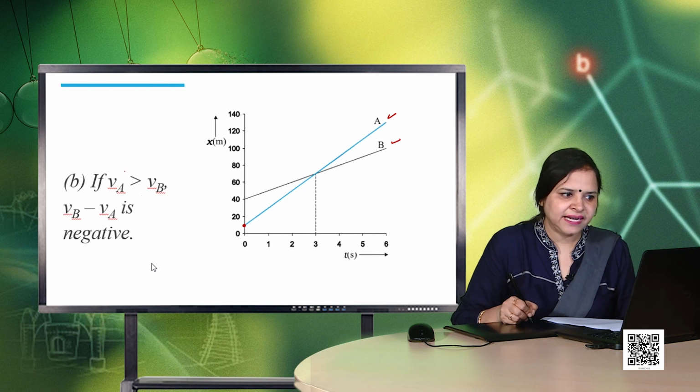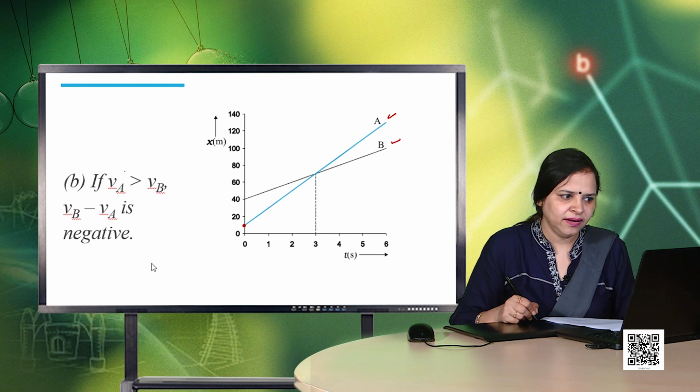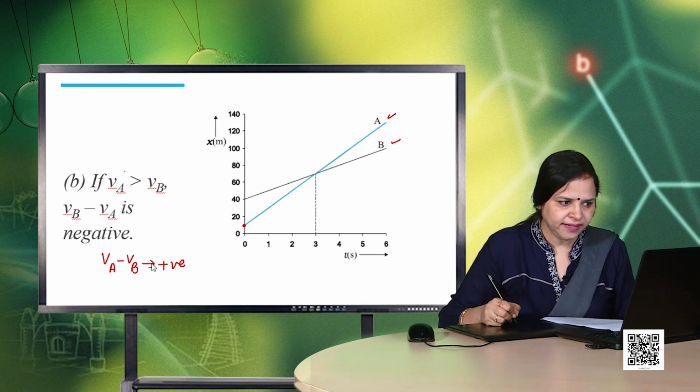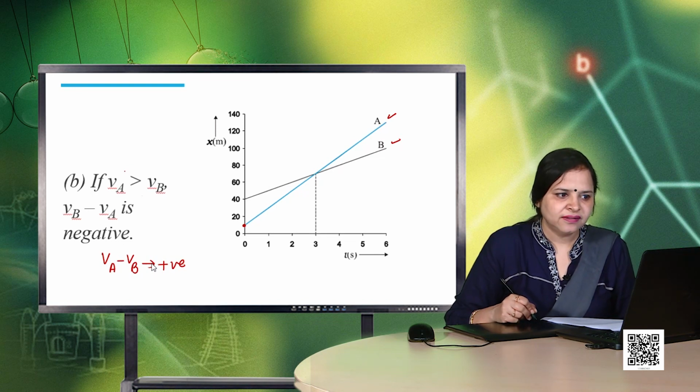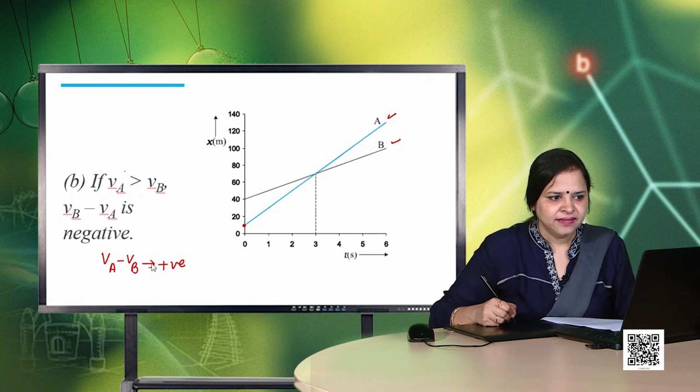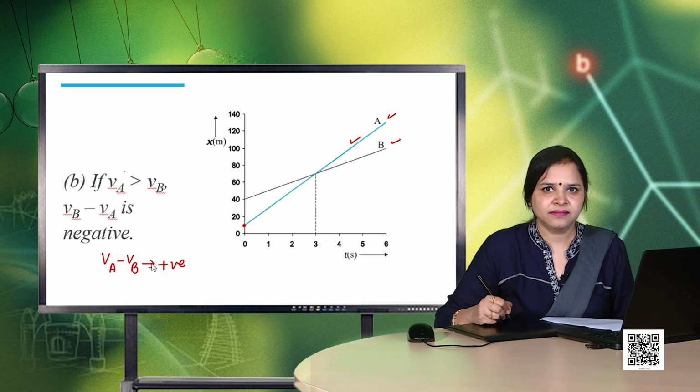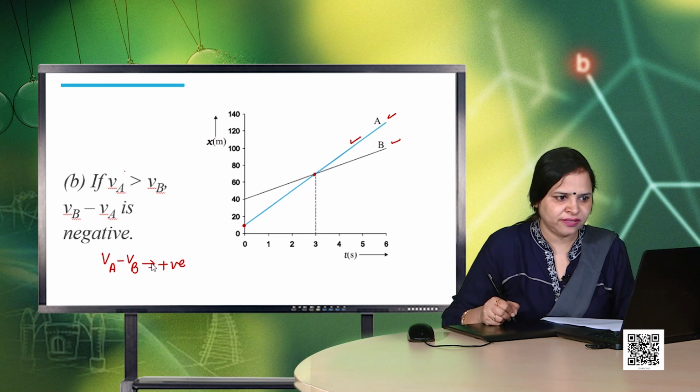Now, since VA is greater than VB, VB minus VA is negative and VA minus VB will be positive. So, since VA is greater than VB, we may conclude that the slope of A will be more. The slope of the xt graph for object A will be greater than the slope of the xt graph for object B, and that is how we can see here that the slope is steeper for A. At this point of intersection both the objects will be meeting at this particular instant. So, in this situation we can see that at an instant of 3 seconds, both the objects will meet.